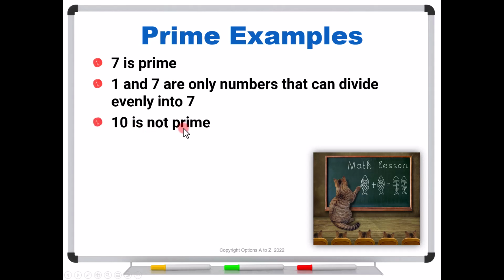However, 10 is not prime, and that's because 1 will always be an answer. 1 can always divide into it. But in the case of 10, we could also divide by 2, we could divide by 5, and we could divide by 10. So all of these divide into 10, not just 1 and 10. So 10 is not prime.